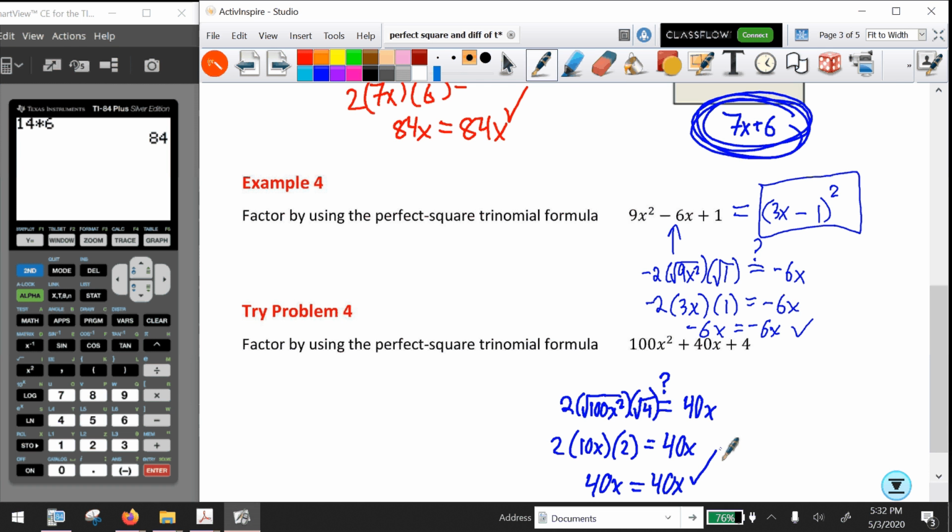Since it's a perfect square trinomial, it could very easily be factored as a binomial squared. And we just take the square root of 100x squared as our first part of this binomial, the square root of 4 as the second part, and there's a middle term 40x positive, so we're going to put a plus sign in the middle of those two, and that's our answer.